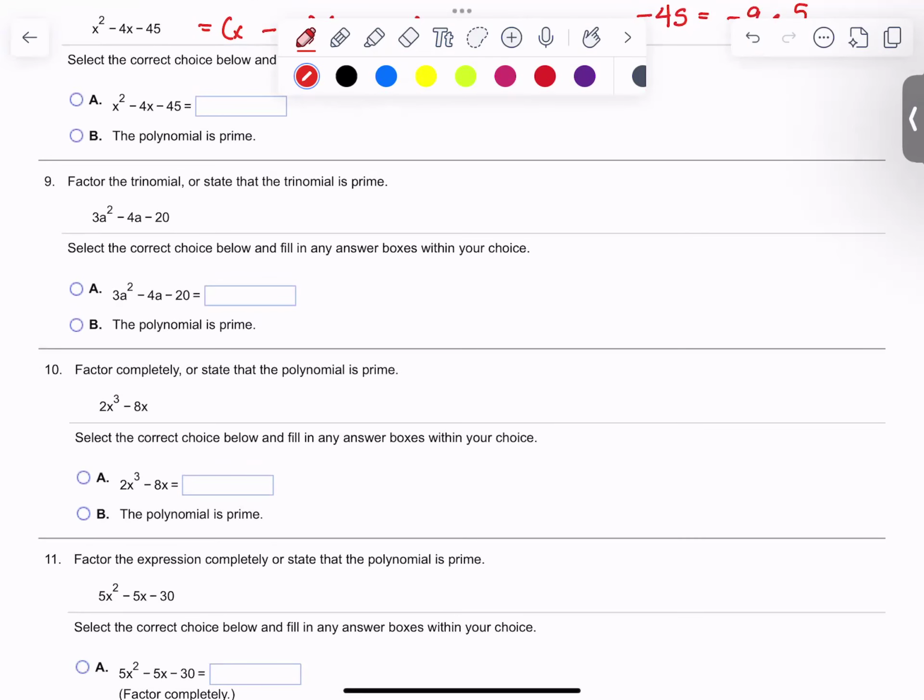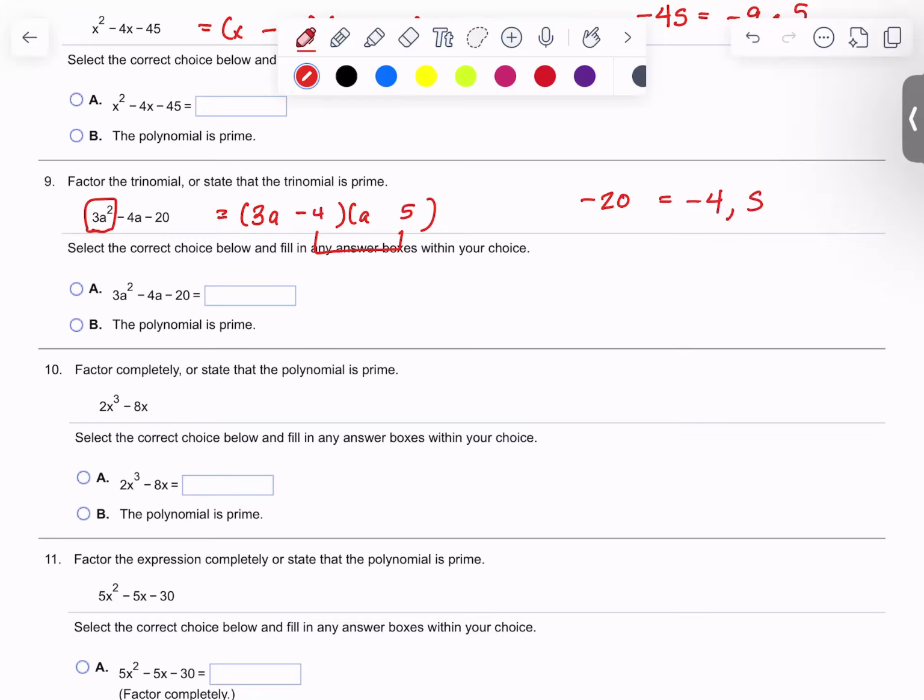Factor the trinomial or state whether or not it's prime. So we have a 3a squared here. So this is going to be 3a times a. 3a times a, we get 3a squared. Okay, so then we need to figure out factors of negative 20 that, when I put them in the second spots and I FOIL it, I get negative 4 for outside plus inside. So that'd be maybe negative 4 and 5. So 5 here and negative 4 here.